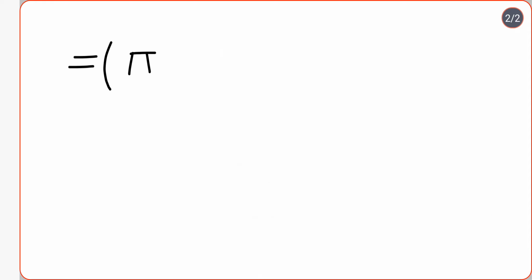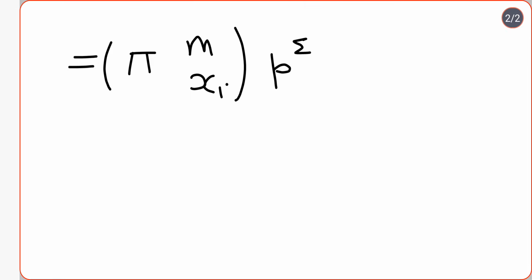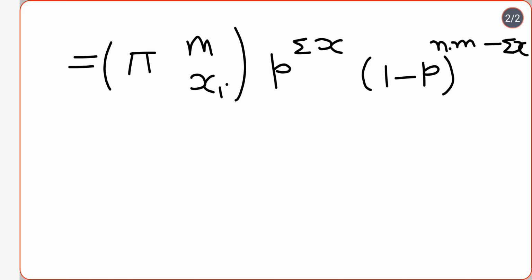So basically it will now become the product of mCxi, the combination, times p to the power summation xi, and (1 minus p) to the power m minus xi. Now this m will become m into n, or n into m, and this xi will become summation xi. So now this is the general form of our function L of p.